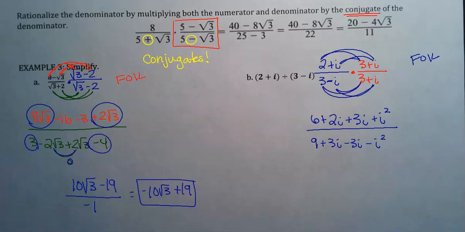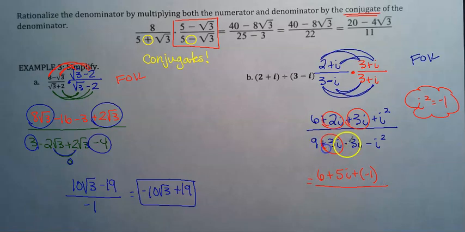Okay. So here we have like terms, right? A positive 2I plus 3I. So that's going to equal 6 plus 5I. And then I squared, we know I squared equals negative 1. Can't forget that. So we need to put in there plus negative 1 or minus 1, however you want to do it. Here, positive 3I minus 3I, that equals 0, right? They cancel out. So we're left with 9 minus an I squared again, so negative 1.